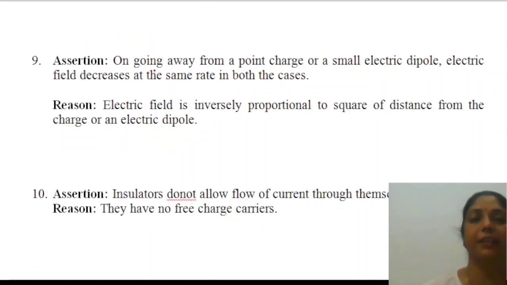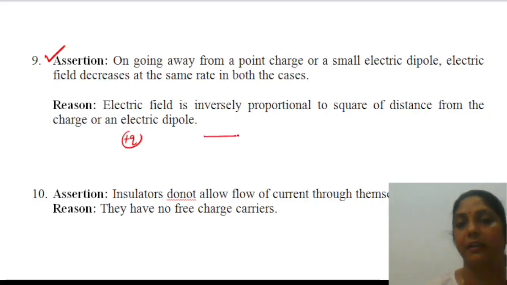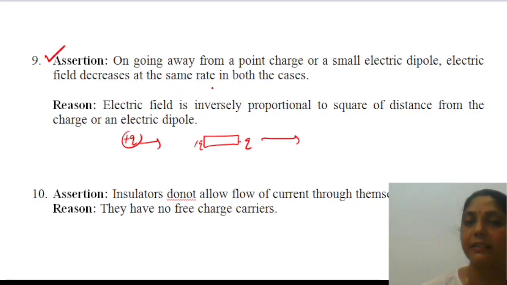Next, question number 9. In this question, it is given that the first statement, assertion: on going away from a point charge or a small electric dipole, the electric field decreases at the same rate in both cases. Again, read this statement. There is a point charge q, and there is a small electric dipole, plus q and minus q. On going away from both this point charge and the small electric dipole, does the electric field decrease at the same rate in both cases? No.